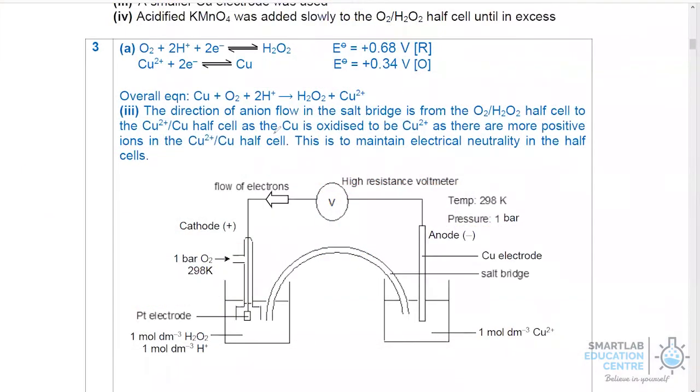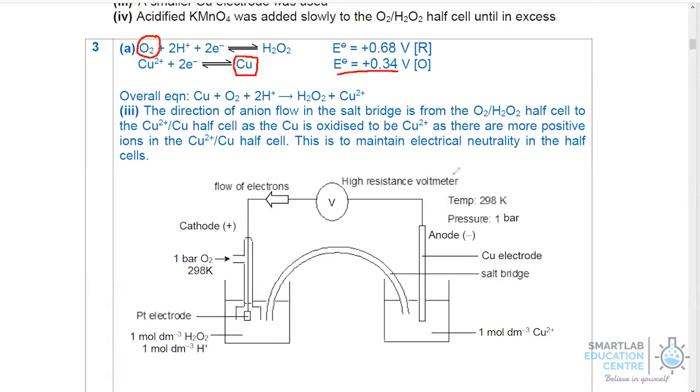Let's now take a look at another example. In this example, we are given two half equations: oxygen and H plus reducing to form hydrogen peroxide, and the other half equation is Cu2 plus accepting electrons to form copper. These are the two E values, and from there we can conclude that the right-hand species of the higher standard electrode potential value, in this case oxygen, will undergo reduction, while copper will undergo oxidation, since its standard electrode potential value is lower.